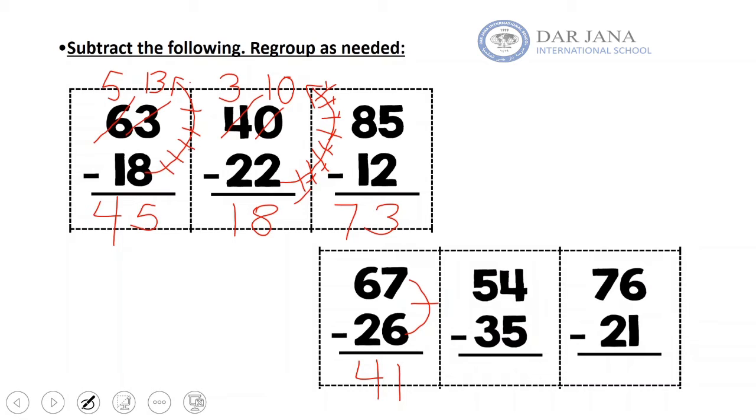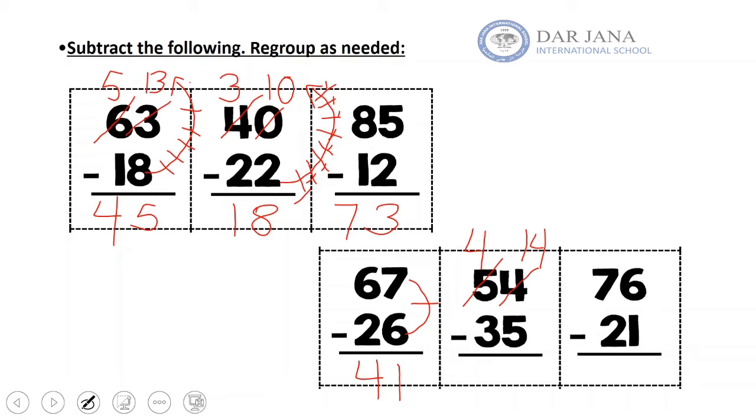Now, next, 4 minus 5. More on the floor, you have to go next door. So, I cannot say 4 minus 5. I have to go next door and borrow from the tens. So, the 5 will become 4. And the 4 here will become 14.